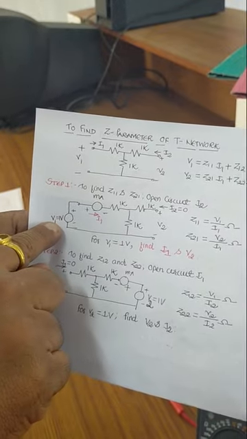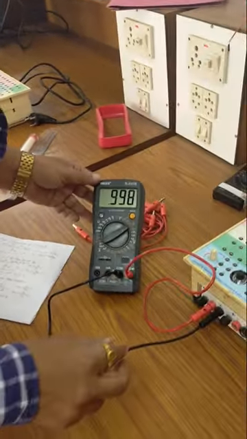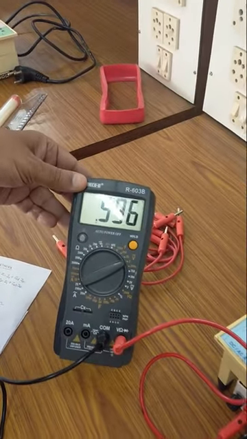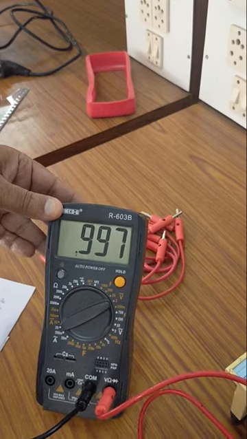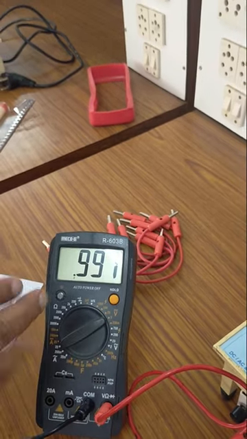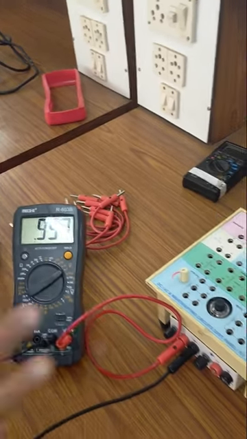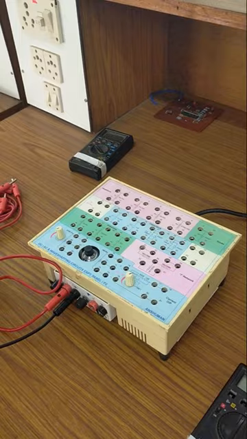Now we will set the reference input voltage to 1 volt. We have already adjusted this input voltage to 1 volt. It shows 0.99, 0.96, which means it is approximately 1 volt. Now we will switch off the supply again and make the connections.